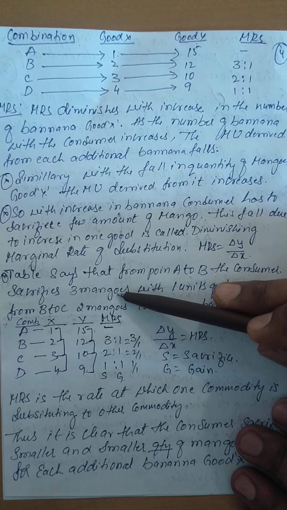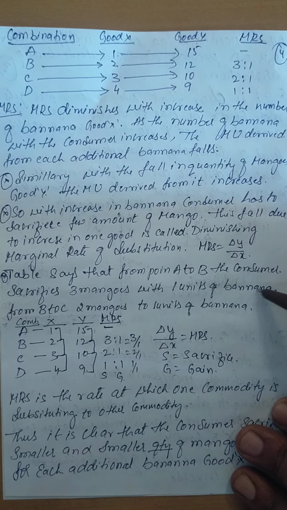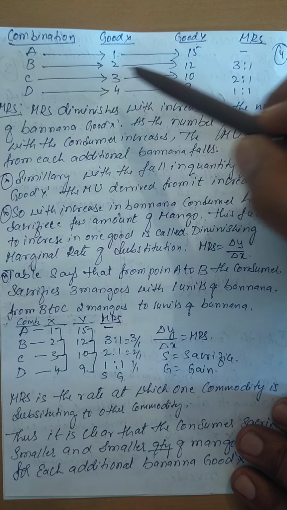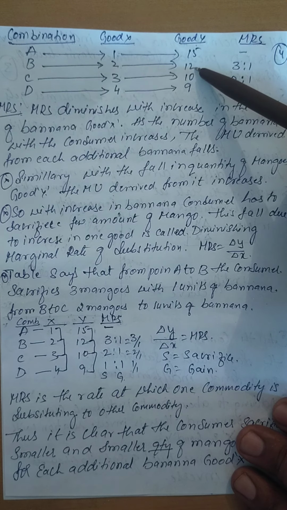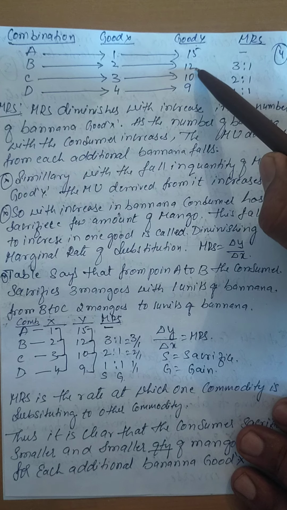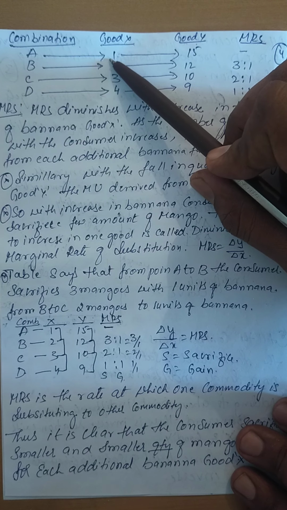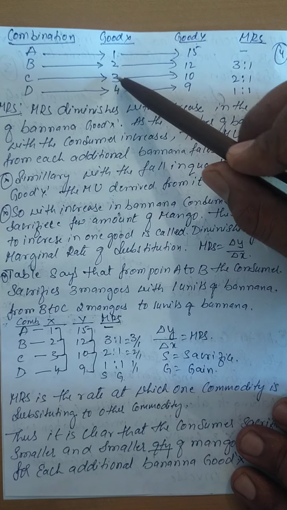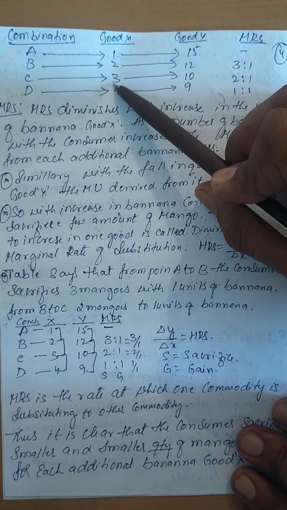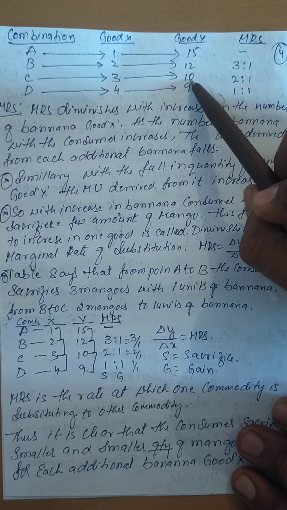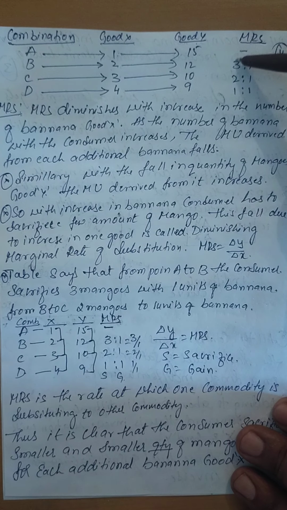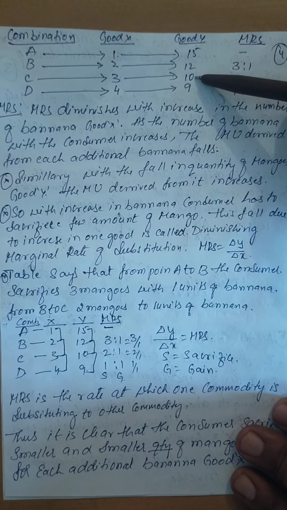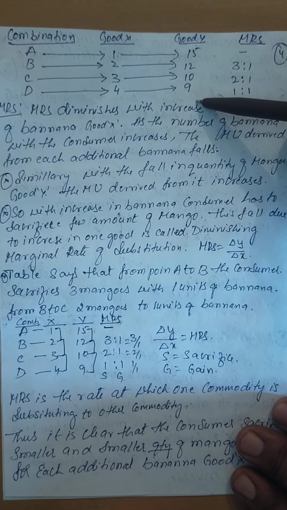of satisfaction, like 3 mangoes with 1 unit of banana, and from B to C, 2 bananas with 12 units of mango, and 1 banana with 15 units of mango. So it keeps on going, like 3 units of banana sacrificed with 10 units of mango. So here there is a ratio: 15, 12, 10 and 9. There is a sacrificing nature.